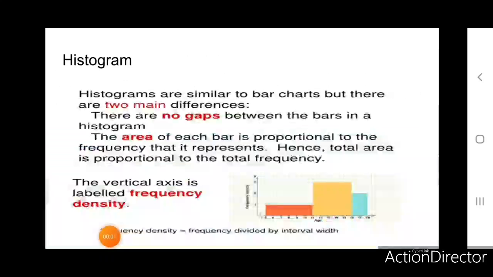Now the next one is histogram. In statistics, a histogram is a graphical display of tabulated frequency. A histogram is the graphical version of a table. It is a graphical representation of a frequency distribution.